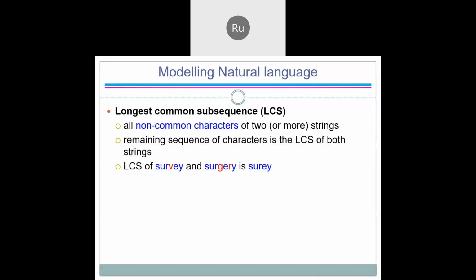And also we have the longest common subsequence. We are looking at which symbols have a similar sequence in both terms. For example, the longest common subsequence for survey and surgery will be surey, so the value will be 5. The longer it is, the more similar the two terms are in the example. So this is called the longest common subsequence.